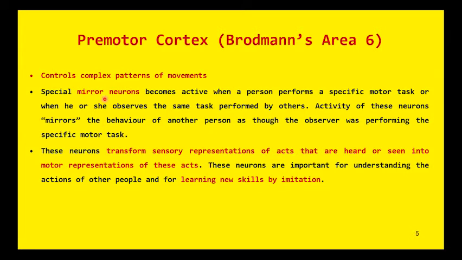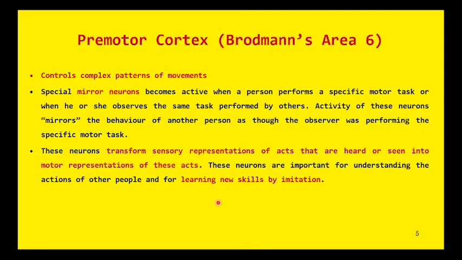So to summarize, area 4, that is the primary motor cortex, is responsible for voluntary control of discrete movements, especially movements of the distal part of limbs, especially hands and fingers. All these are voluntary discrete movements. On the other hand, the premotor cortex is responsible for control of complex movements. And the unique feature is the role of mirror neurons, which are involved in learning new skills by imitation.